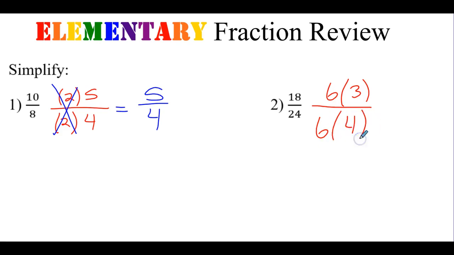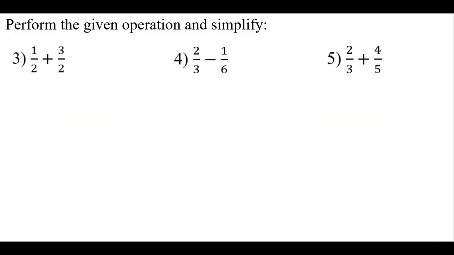4. So if they both divide or multiply by the same number, we can cancel that out. And therefore, when we divide that 6 away, we get 3/4. Okay? So this is what we learned in elementary school, how to simplify a fraction. Now, we got to remember how we added fractions.